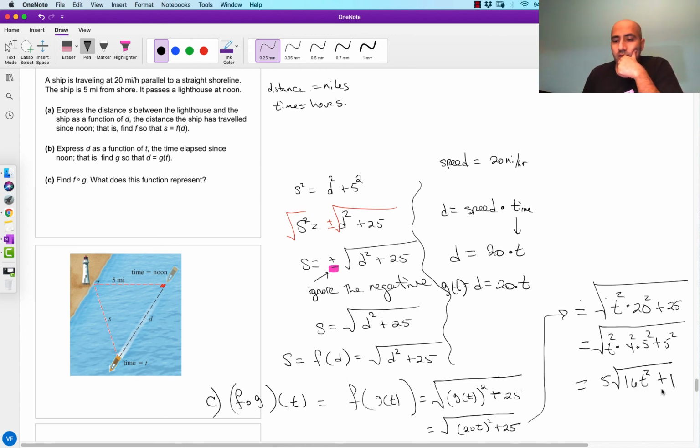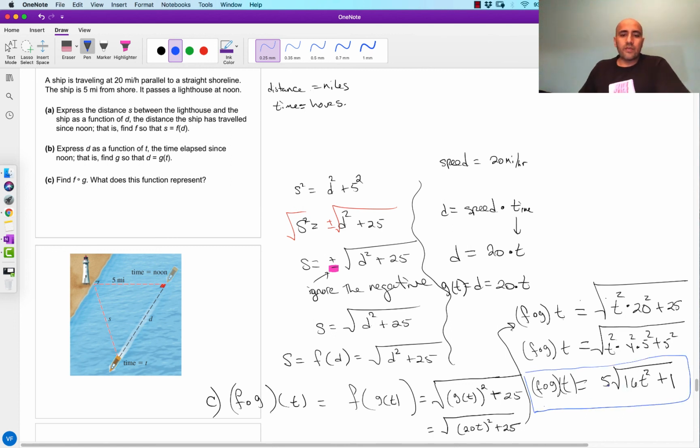And I believe that that's as good as it gets. We really can't reduce it any further. So that's our final result for the composition of the functions. This is f composed with g of t.